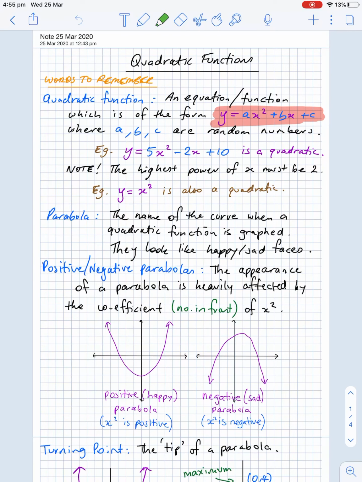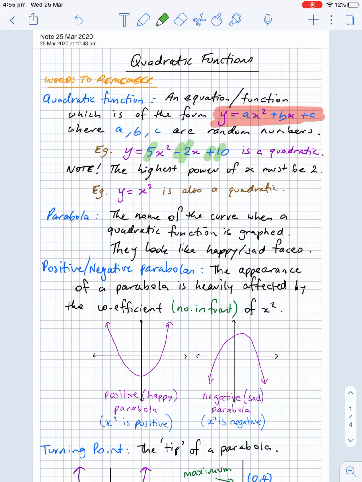It's an equation, or a function, because that's what a function is. A function is a type of equation where you've got y by itself out the front, of the form y equals ax squared plus bx plus c, where a, b, and c are just random numbers. They don't have to be whole, but typically they are. So, for example, y equals 5x squared minus 2x plus 10. That's an example of a quadratic.